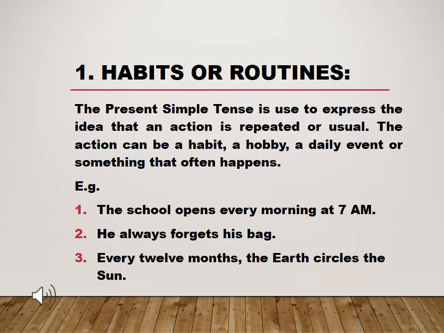Present simple tense is used to express the idea that an action is repeated or regular. For example, the school opens every morning at 7 means this is the routine timing of a school. Now, example number 2, he always forgets his bag. There it is showing the habit. Number 3, every 12 months the earth circles the sun means this is the repeated action.